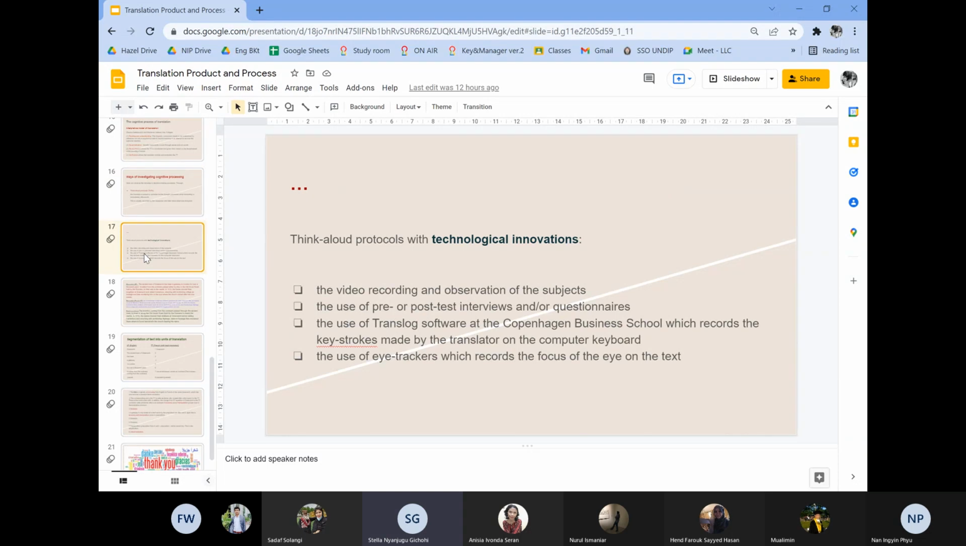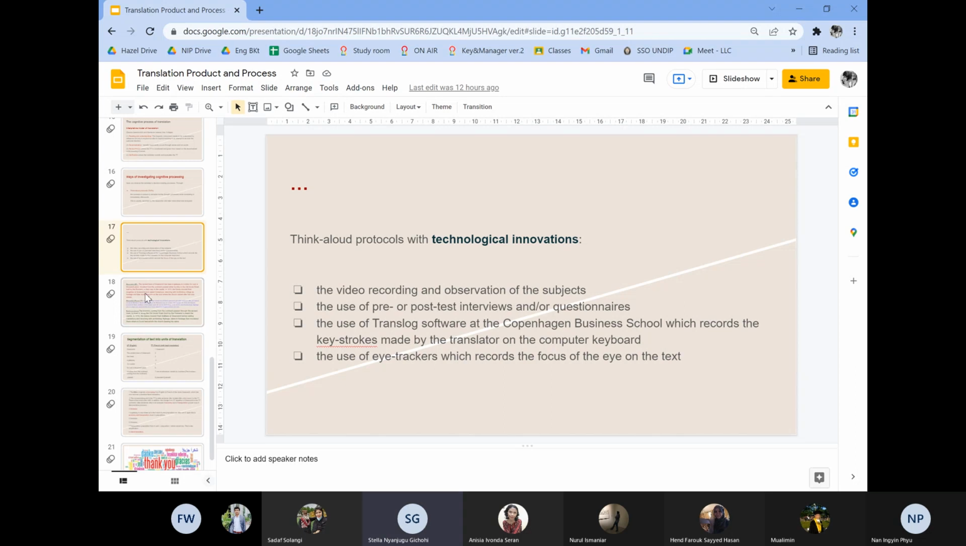So we have some technological innovations for TAPs. Some of these are video recording and observation. Yes, you can record. Then there is the use of pre and post interviews or questionnaires, the use of Translog software, and the last one is the use of eye trackers. These eye trackers record the focus of the eye on the text. So these are some of the technological innovations that are coming up for studying cognitive processes when it comes to translation.